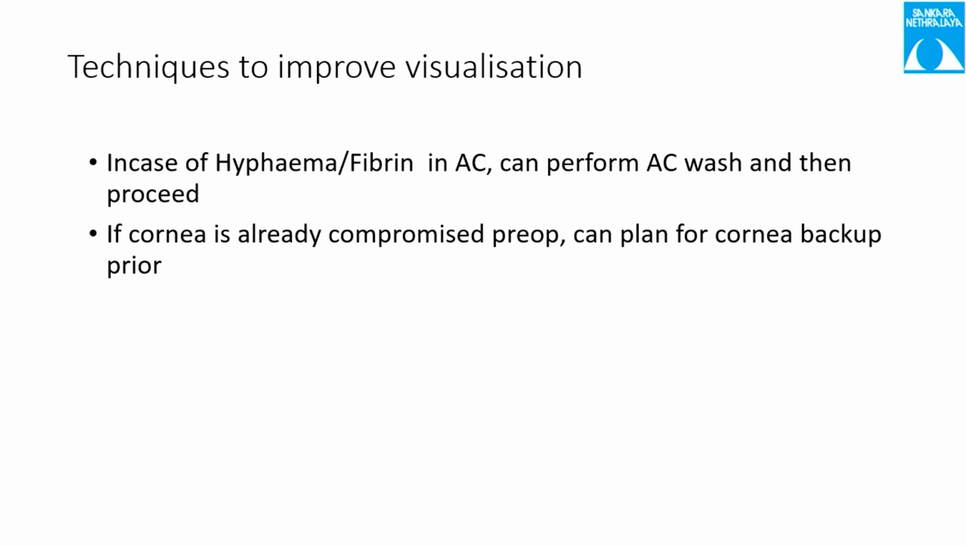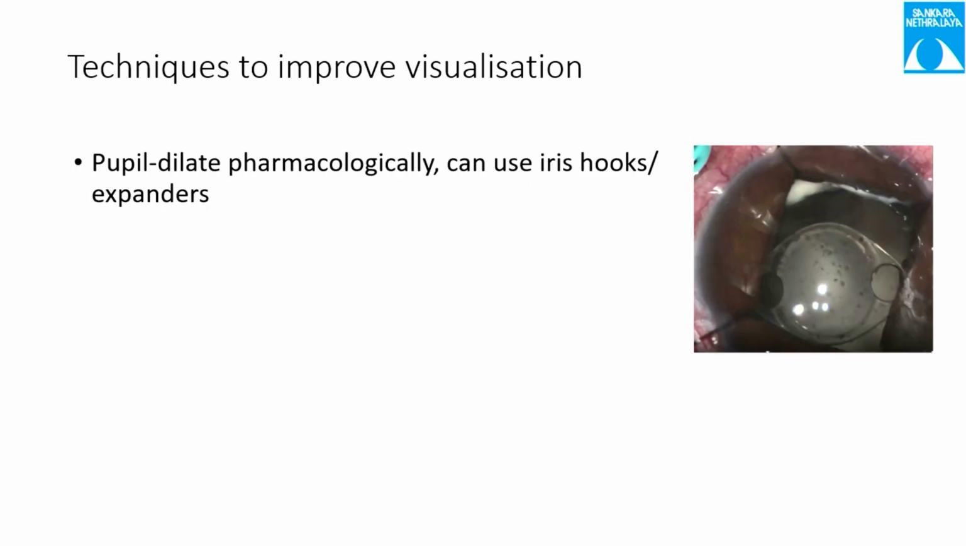Moving on to the anterior chamber, if we are having difficulty in visualization in case of fibrin in the anterior chamber or due to hyphema, one might always perform an AC wash and then proceed. If you think that the cornea is already decompensated preoperatively, one might always ask for a cornea backup beforehand.